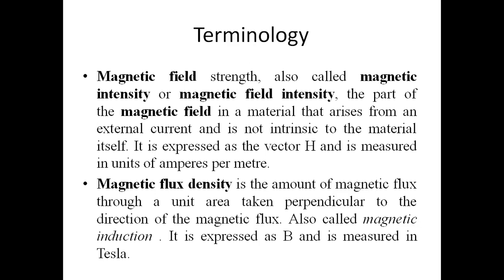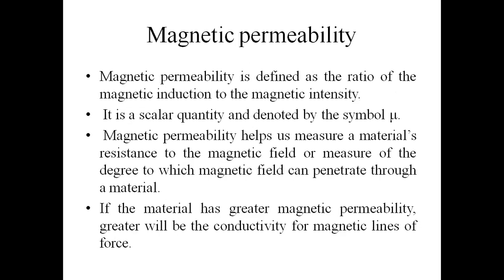In the case of magnetic flux density, it is the amount of magnetic flux per unit area taken perpendicular to the direction of the magnetic flux. It is also called magnetic induction. It is expressed as B, and it is measured in Tesla.